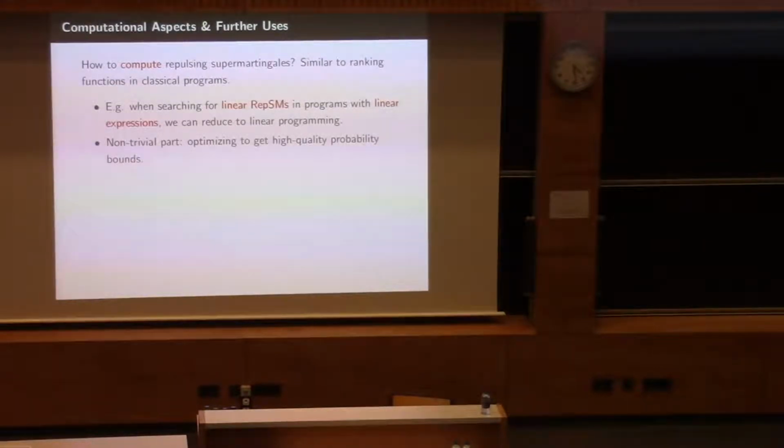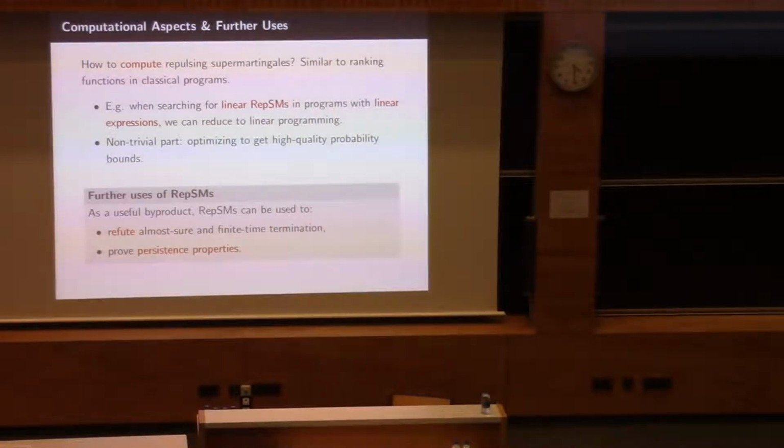So, for instance, what we did in our paper to provide some sort of proof of concept is that we simply restricted to programs with linear expressions, and we were searching only for linear repulsing supermartingales, which can then be done using linear programming like in standard programs. I'm skipping quite a lot of details here. Actually, even computing good probability bounds is a bit more complicated. You can find details in our paper, or of course you can ask me directly.